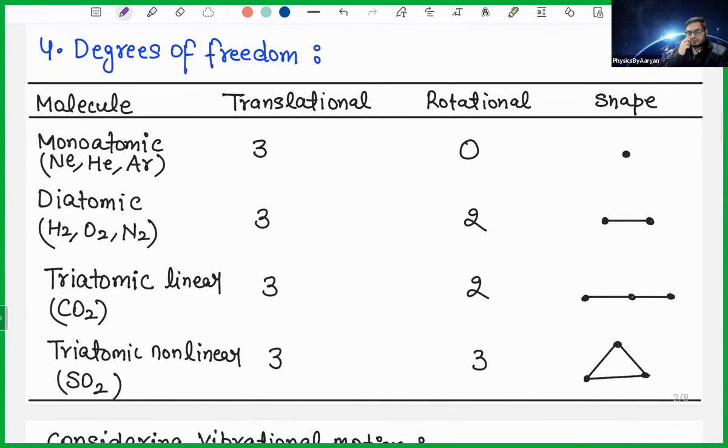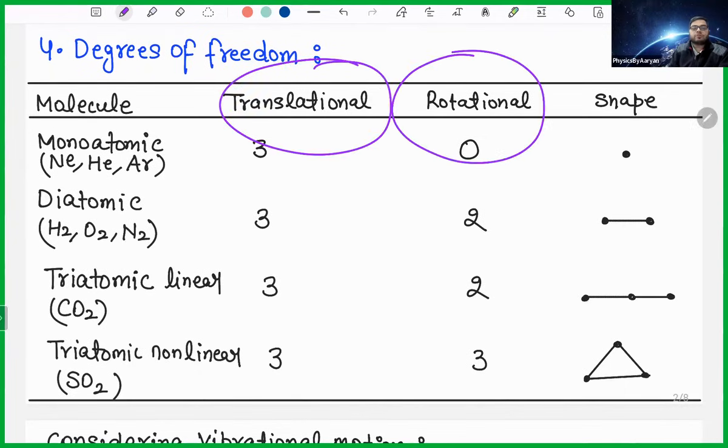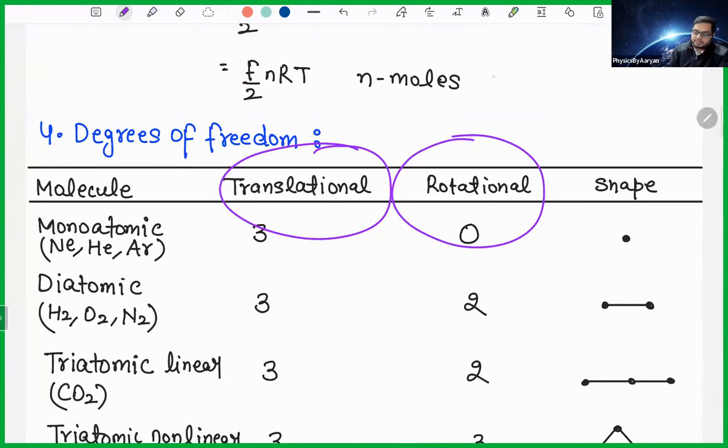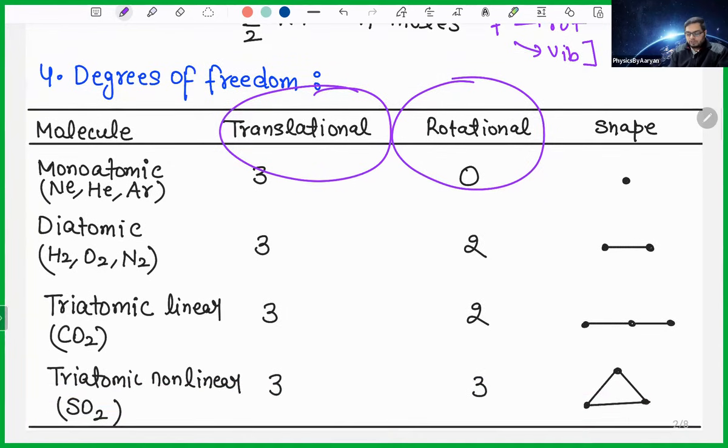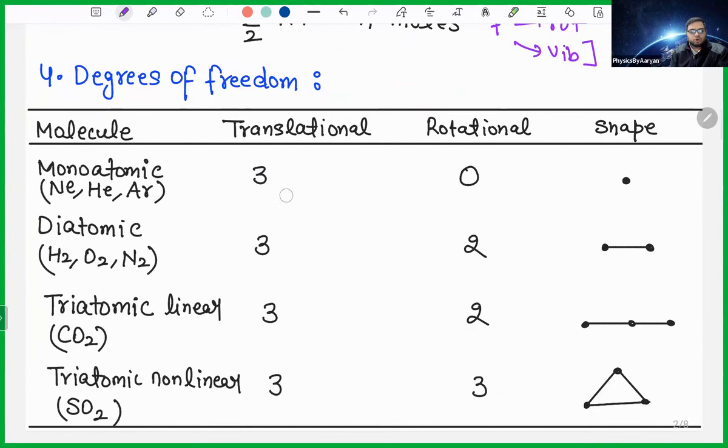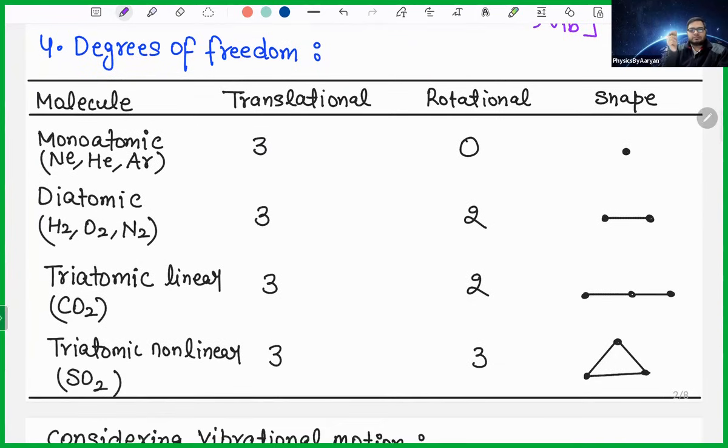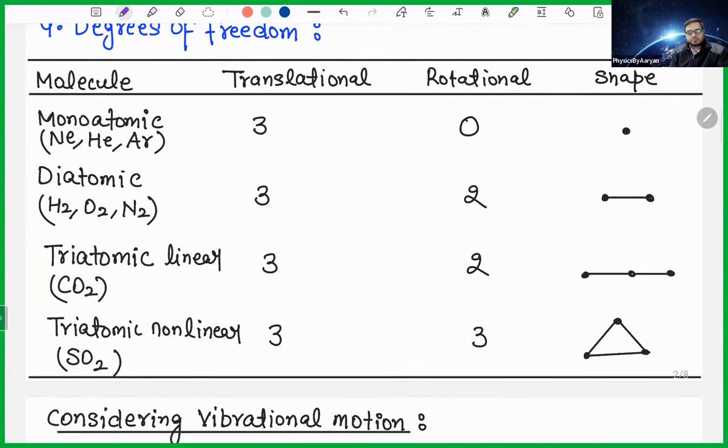Now we come to diatomic. Right now we are only focusing on translational and rotational. We are not focusing on vibrational. There are three kinds of motion which are possible: translation, rotation, and vibration. We are focusing first on these two, and then I will tell you what to do for vibration. So the monatomic molecule can only translate, no rotation, no vibration, because it is just one particle. How can it rotate?